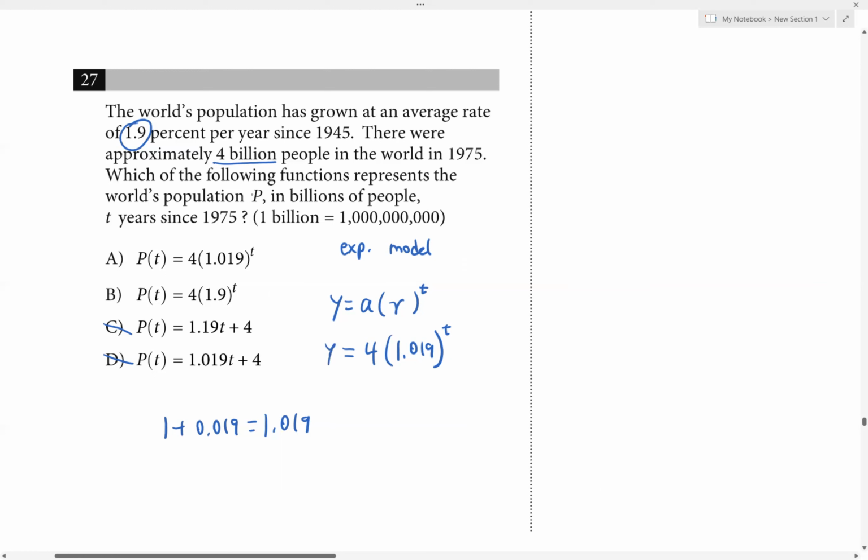So in this model, it represents population in billions, so it's already in billions, so we don't have to worry about converting, because the 4 is also in billions, so everything matches. So that should be our answer. Okay, so in function notation it will be P of t equals 4 times 1.019 raised to t. So it should be letter A for question 27.